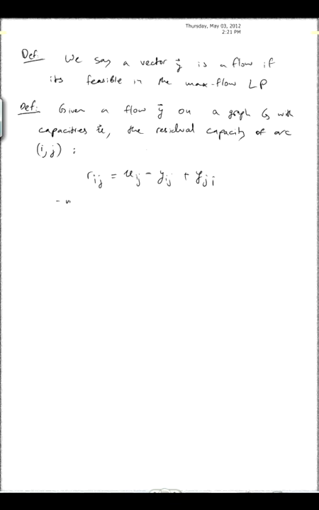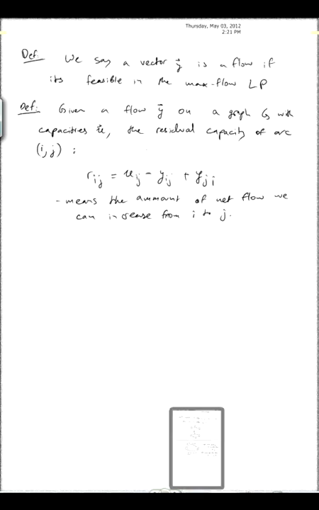And what this denotes is the amount of net flow we can increase from i to j, or the total increase in the net flow that we can achieve from i to j. So let's see where this definition is coming from.